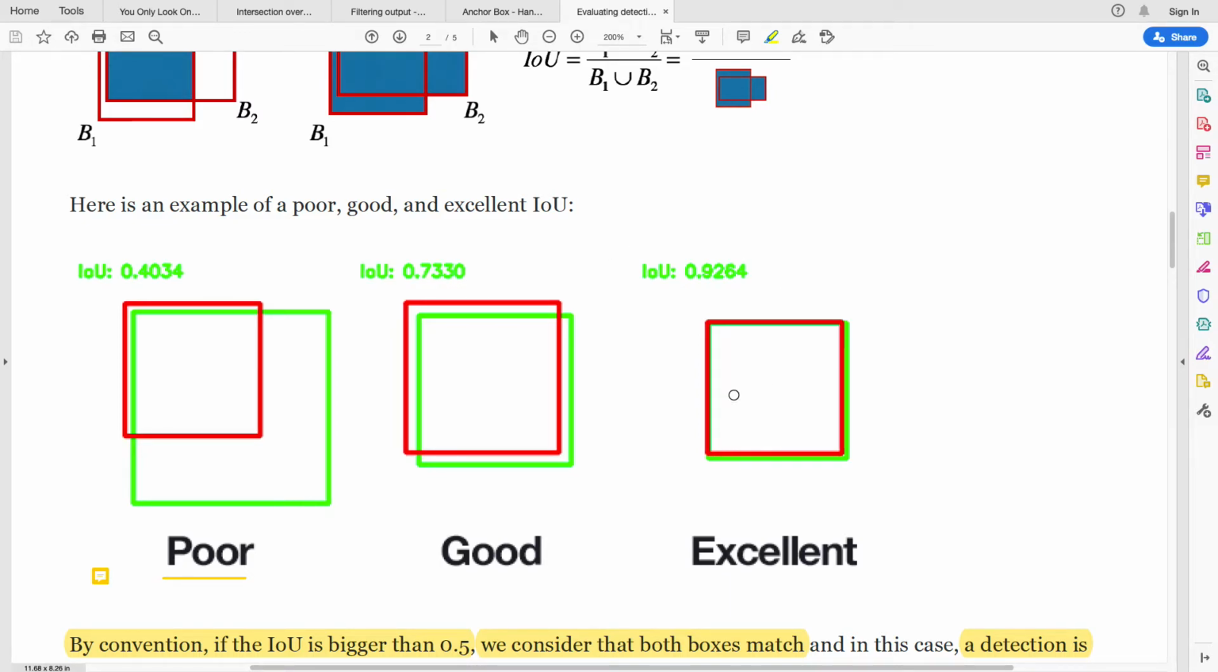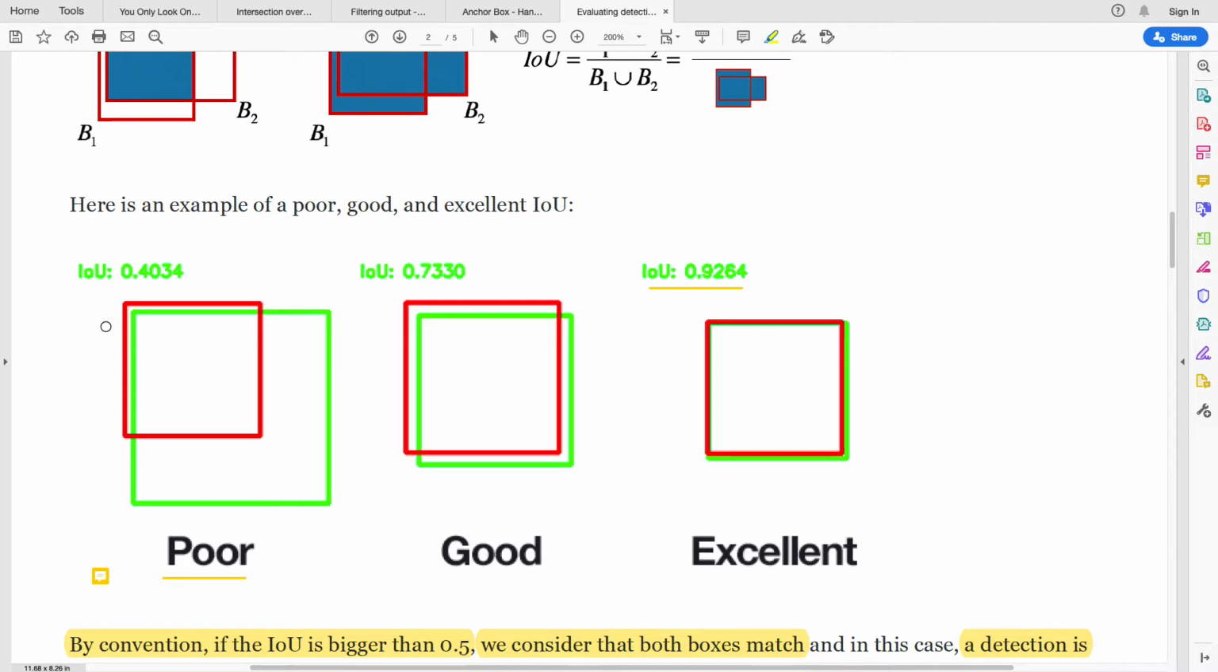Let's start with the excellent one on the right. This is very easy to understand. When the red matches the green almost completely, you see they fit in almost completely the same width and height, that is a very good IoU.